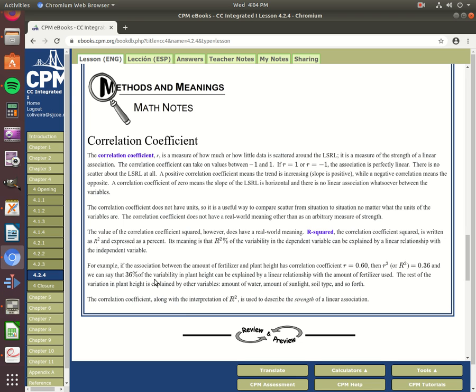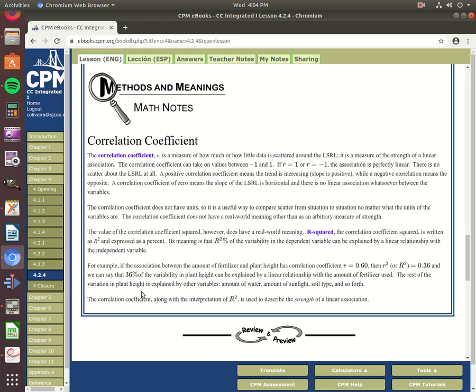For example, if the association between the amount of fertilizer and plant height has a correlation coefficient of 0.6, then R squared would be 0.6 times 0.6, which is 0.36, but we don't write it as a decimal, we write it as a percent. So we can say 36% of the variability in plant height can be explained by a linear relationship with the amount of fertilizer used. Or I would say 36% of plant height is associated with the amount of fertilizer used. That's just how I prefer to say it. Again, it's not caused by, it's associated with.